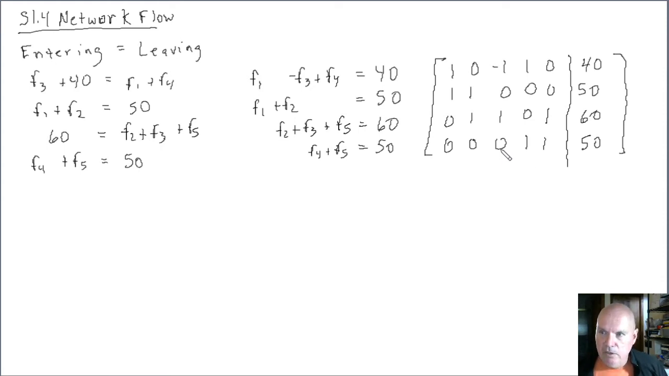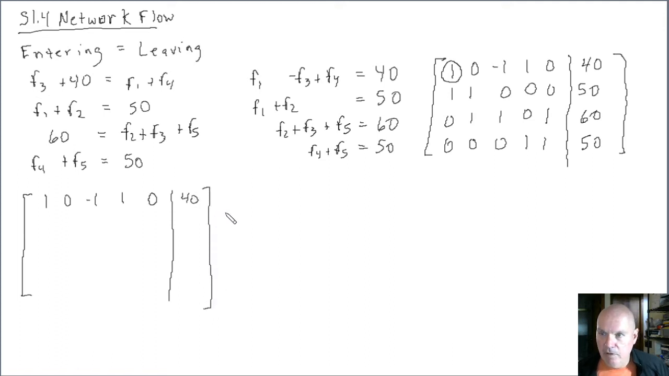To get this in reduced row echelon form, I'm going to try and keep the leading one in this first row. That means I want to eliminate leading ones in all rows below that leading one. And so what I can do here is, let me copy down that first row, 1, 0, minus 1, 1, 0, and then 40.